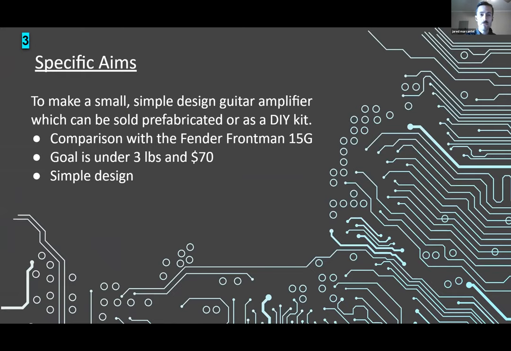Our specific aim for making this guitar amplifier was to make a small, simple, lightweight guitar amplifier that could be prefabricated or sold as a do-it-yourself kit. We were then going to compare it to the Frontman Fender G or 15G. Aiden Fitzgerald has one of those, so we thought we could compare it against that. The Frontman is a little more extensive than what we were trying to do, but we figured that it was a close fit that we could compare it to. Our goal was to have the amplifier under 3 pounds and around $70. And also the circuit design was supposed to be simple in design.